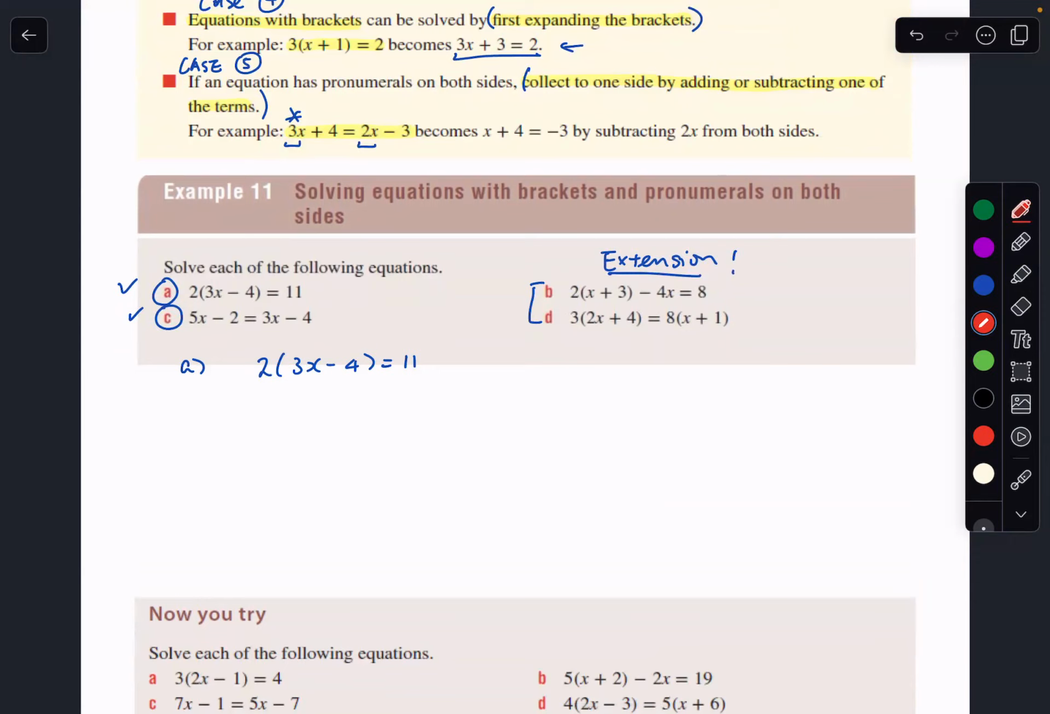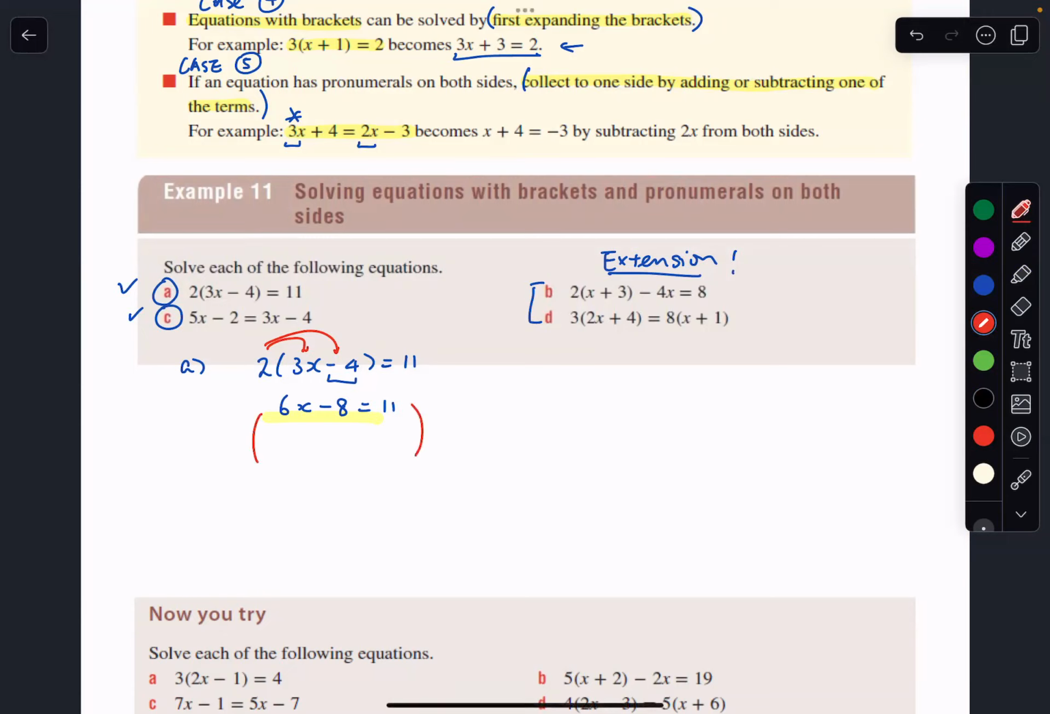When you see a bracket, we're going to expand it first by using the distributive law. The distributive law is we use the thing outside the bracket to multiply by each term in the bracket. So first, 2 times 3x, which is 6x. 2 times minus 4, which is minus 8, equals 11. After we expand the bracket, we have exactly the same equation as case 1, with no fraction.